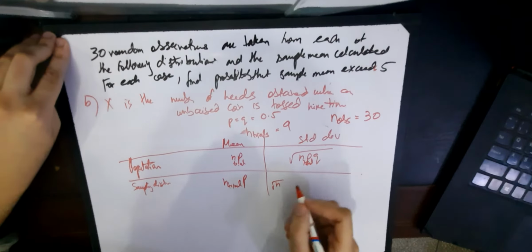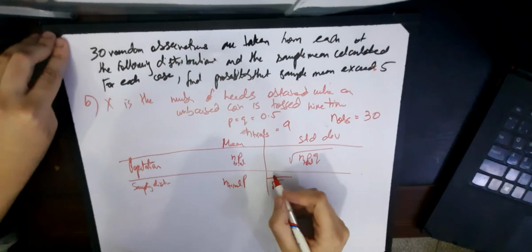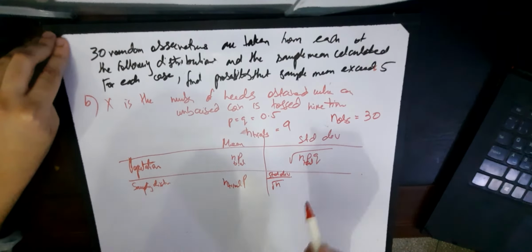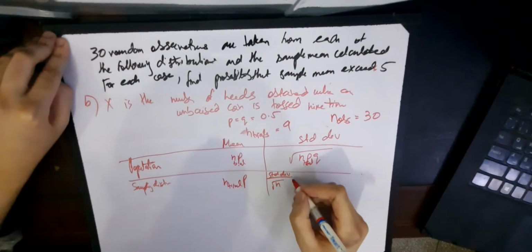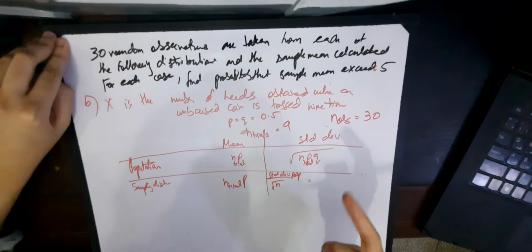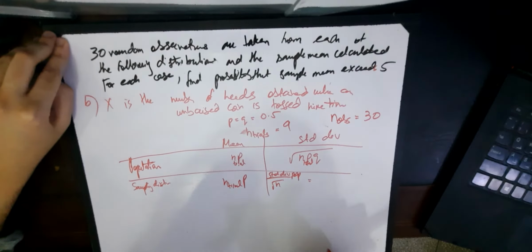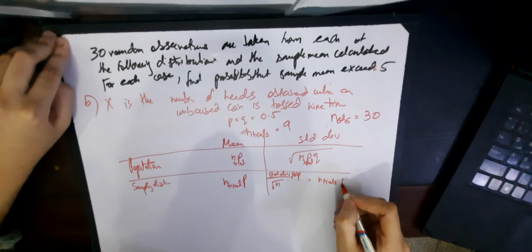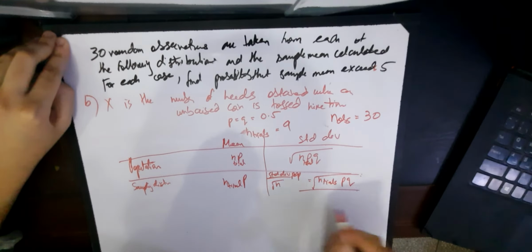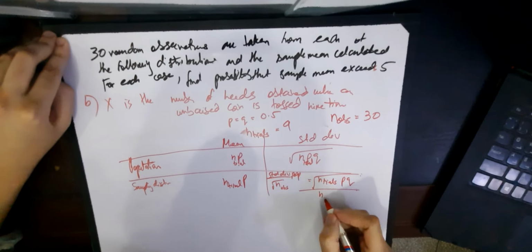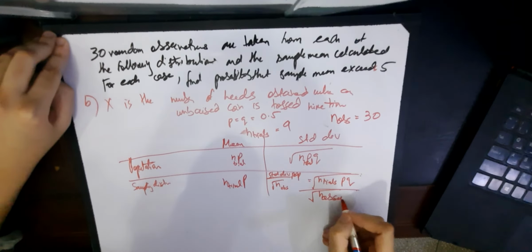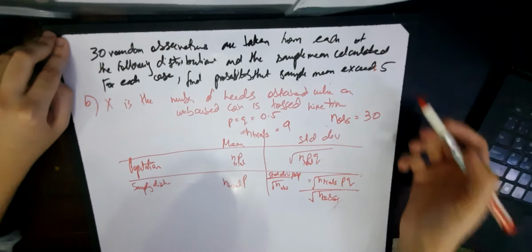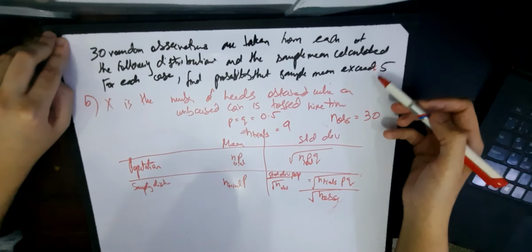Your standard deviation for this, the formula for this, is the standard deviation of the population divided by the square root of the number of observations that you have. In this case, again, we have the standard deviation of this population, so I'm going to use it to calculate the standard error of the sampling distribution of sample means. The standard deviation of the population is the square root of n trials pq, and this is going to be divided by the square root of n observations, which is 30.